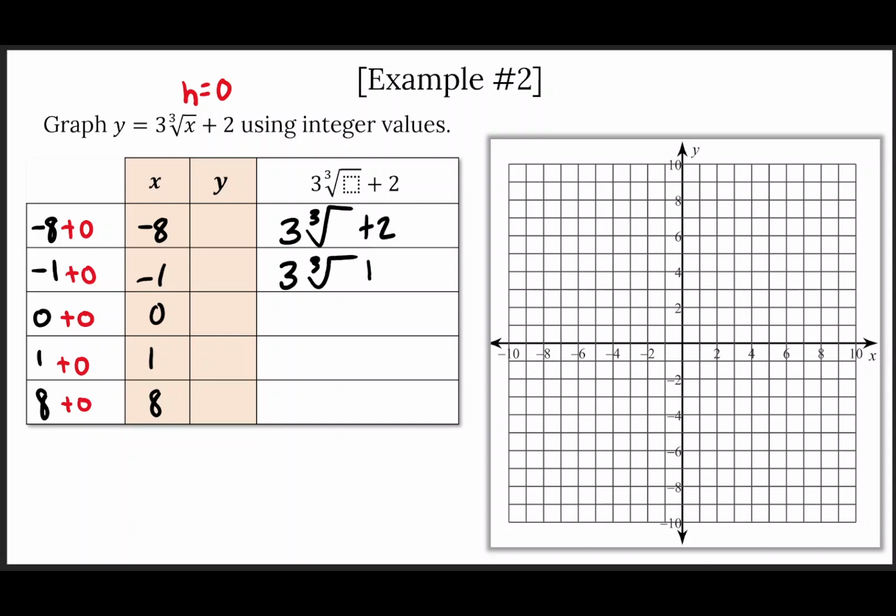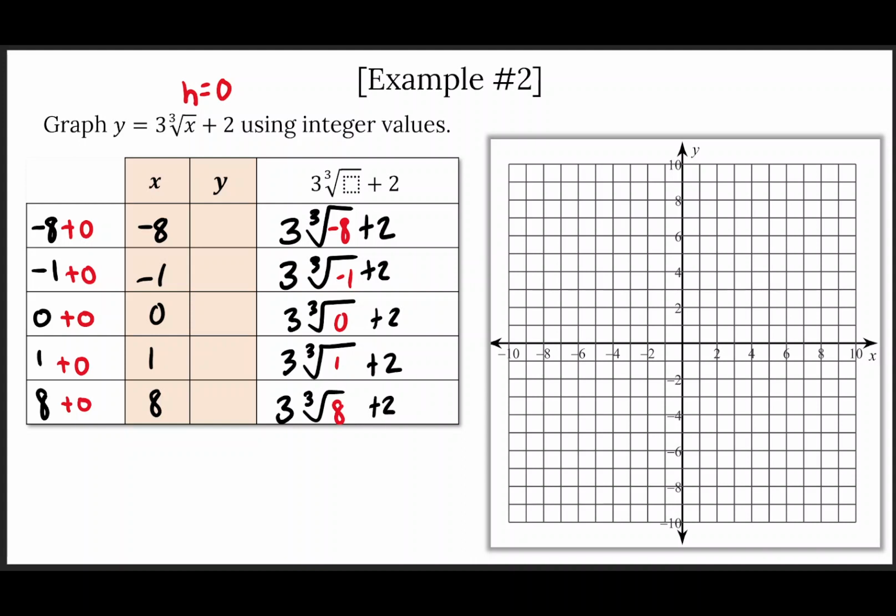3 cube root plus 2. 3 cube root plus 2. Making sure that that plus 2 is not inside the root. It's a very easy mistake when you're typing in your calculator. I'm using the new numbers that I generated, even though they are still -8, -1, 0, 1, 8. If you run those in your calculator, you'll get the following outputs.